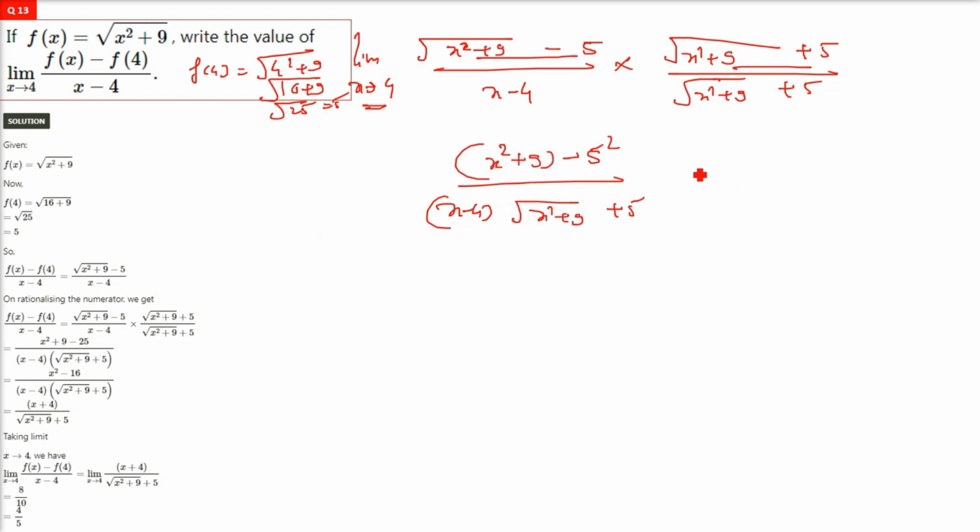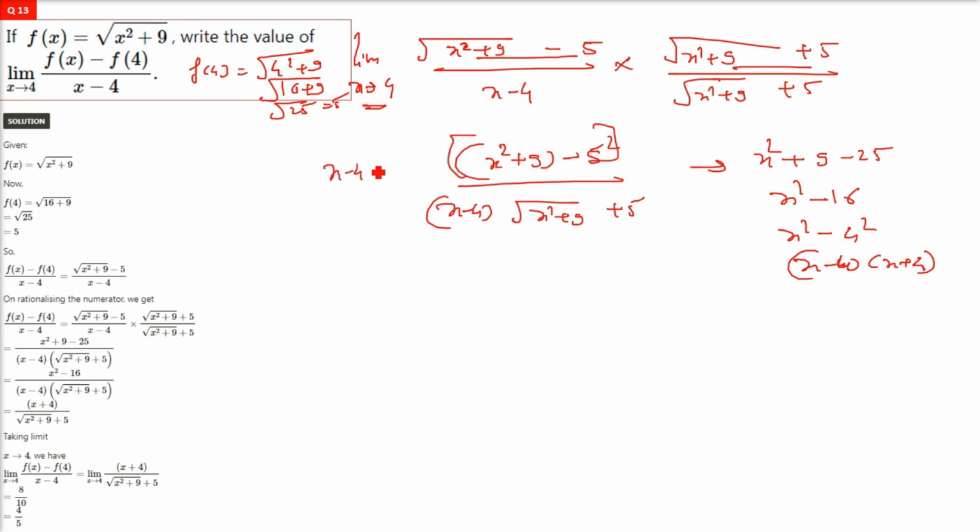So just open it now. x square plus 9 minus 25, x square minus 16 it is. x square minus 4 square it is. x minus 4 into x plus 4 it is. So you have a minus b, a plus b. Just write it here: I'm replacing it by x minus 4 into x plus 4.